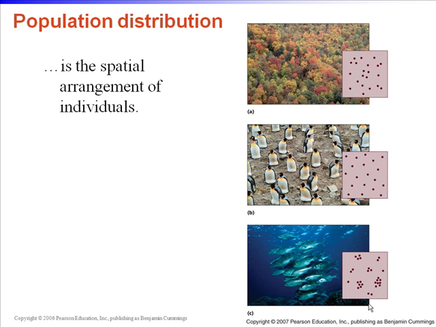We can also talk about population distribution or population dispersion within an ecosystem. The population distribution can be categorized in three ways. So there's three spatial arrangements that we see in nature. And those three arrangements are random, which you see at the top, in the tree species, uniform, which is the example with the penguins, and clumped down at the bottom with the school of fish.